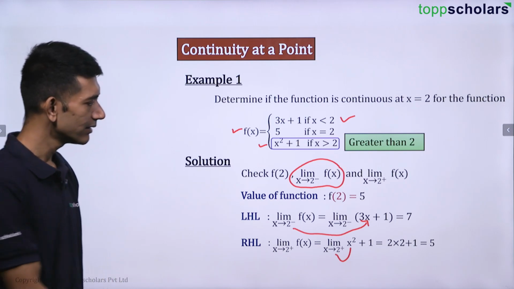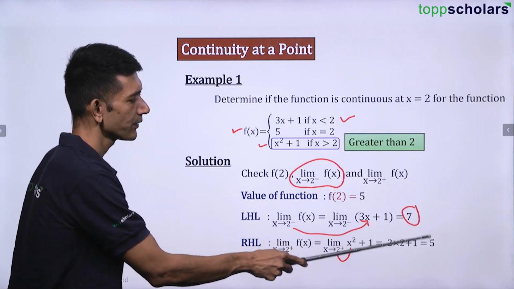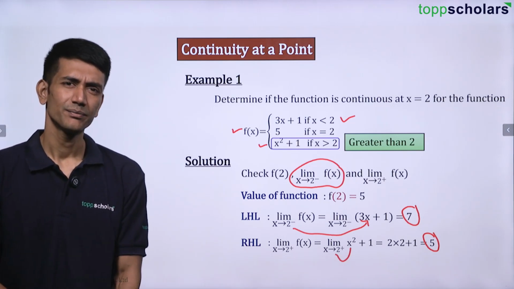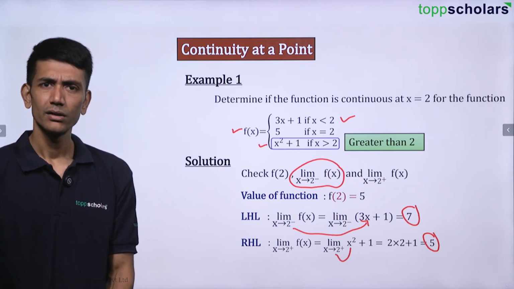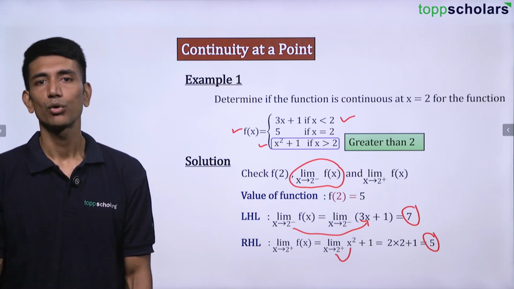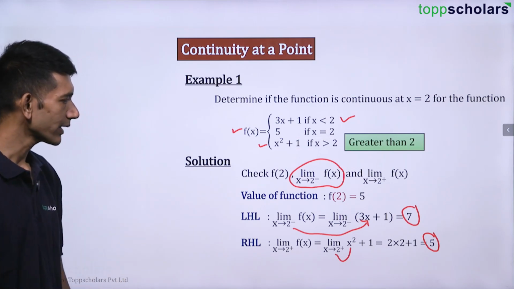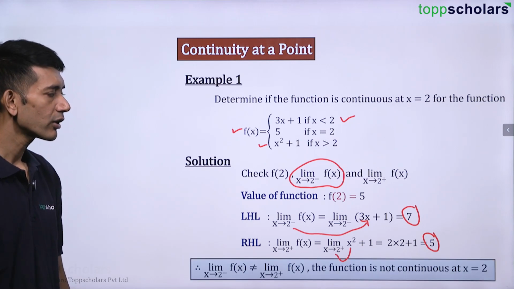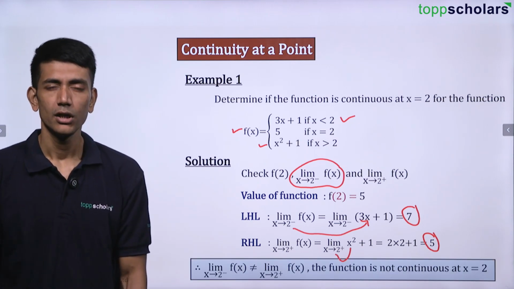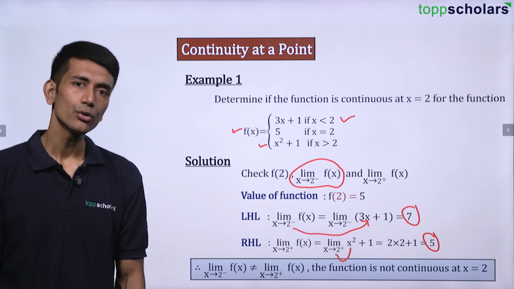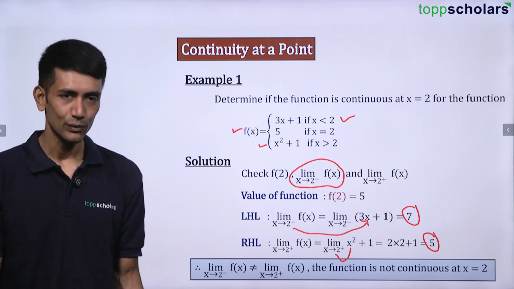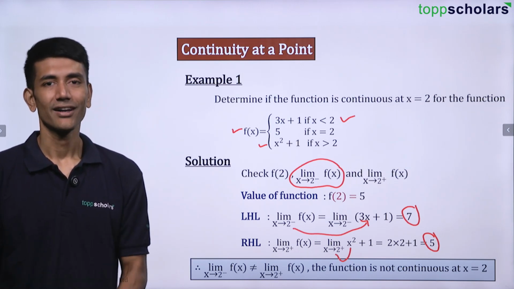Now understand, the left hand limit is 7, the right hand limit is 5. Is the left hand limit equal to the right hand limit? Observe, it is not equal. Since the left hand limit and the right hand limit are not equal, what can we say? We can say that the function is not continuous at x equal to 2. That means at x equal to 2, there is some break in the graph. Correct? We don't have to draw the graph. It is just for our understanding.